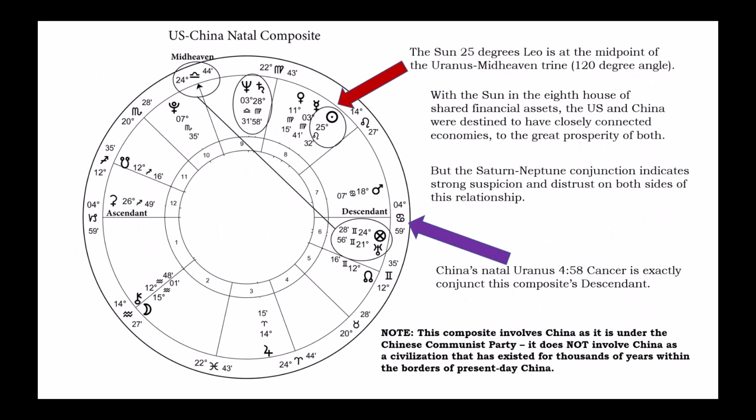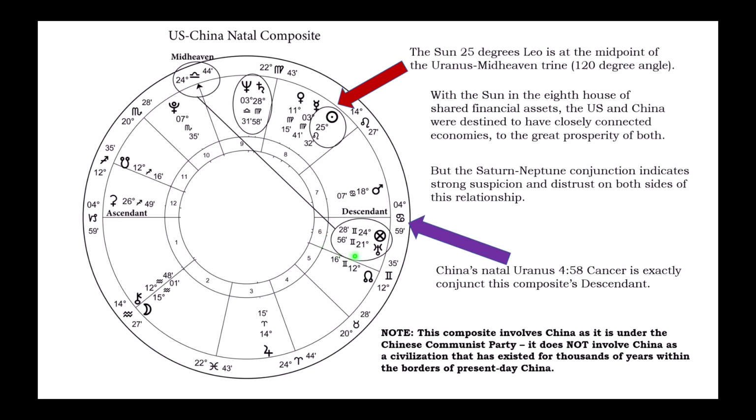This is the US-China natal composite chart. Please note that this composite chart involves China as it is under the Chinese Communist Party. It does not represent China as a civilization that has existed for thousands of years within the borders of present-day China.